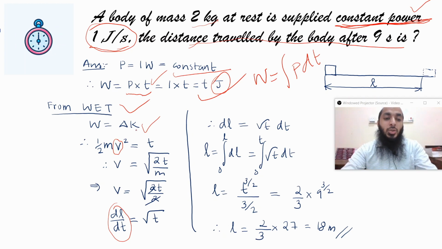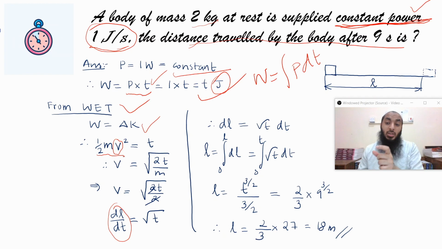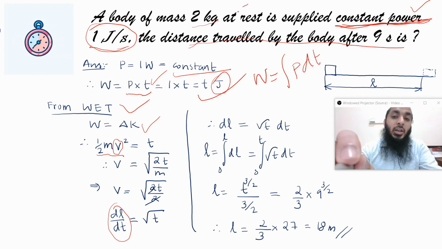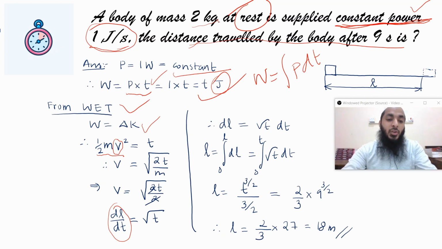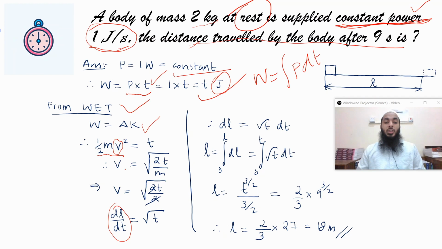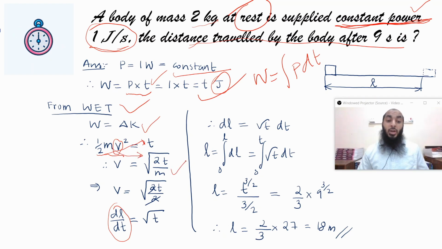Now work done is equal to change in kinetic energy. Now why have I written half mv square and not half mv square minus half mu square, final kinetic energy minus initial kinetic energy? Because initial kinetic energy was 0, it started from rest. So it is half mv square is equal to t. If I rearrange, I can write it as v is equal to root of 2t by m, because this 2 will go in the numerator and m will go in the denominator.